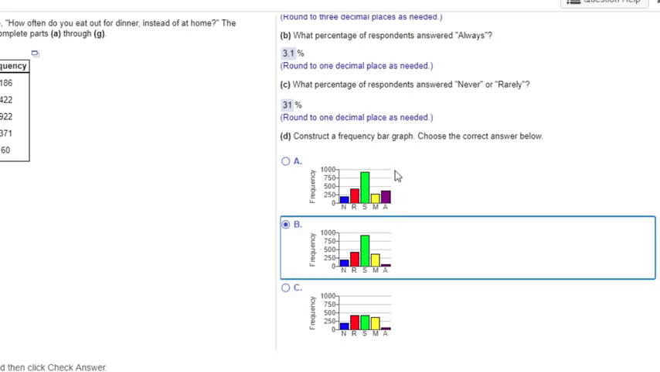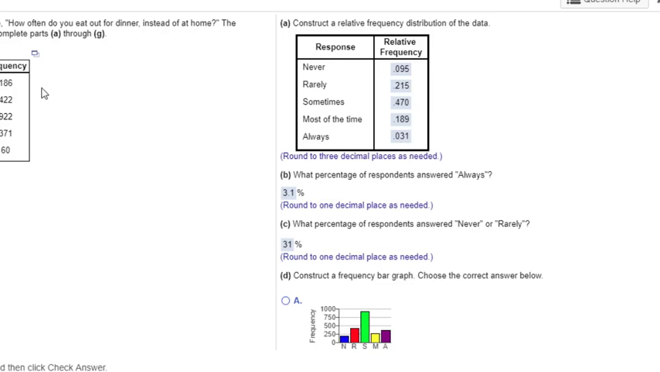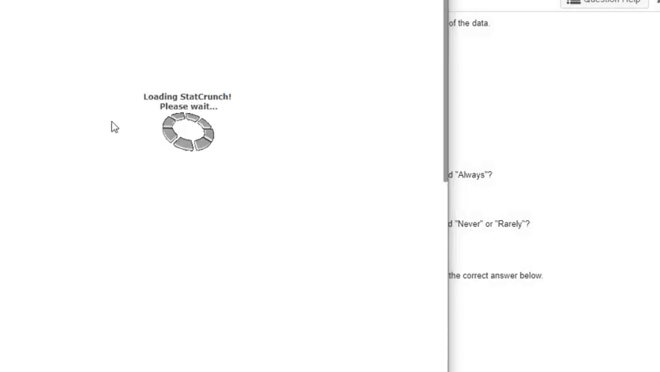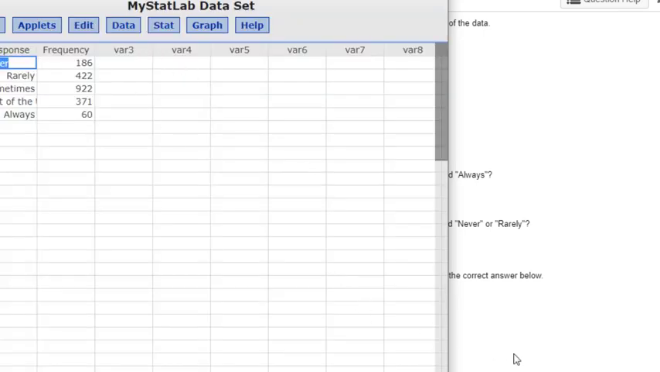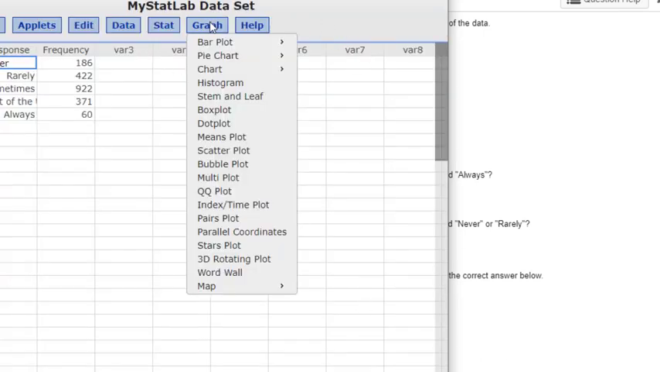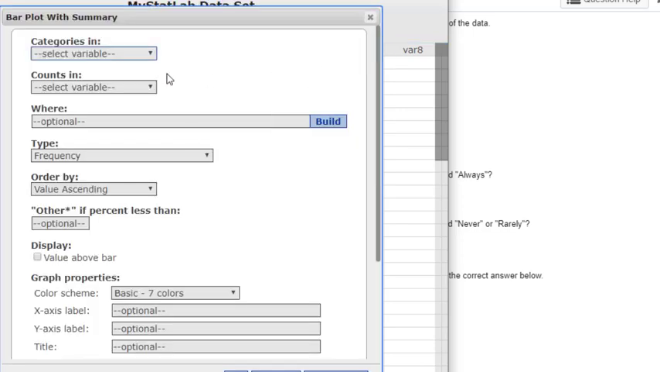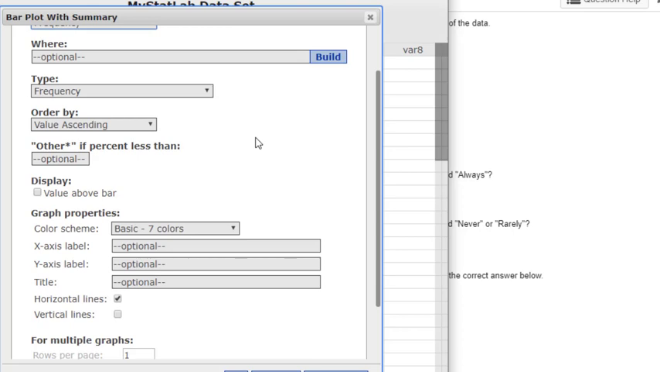But I'm going to show you how to do this in StatCrunch, right? So let's go ahead and open this up in StatCrunch, because StatCrunch is really good at creating visuals. And we're going to do a bar graph. So press graph, bar plot, and this is summary data. So our categories are in response and counts are in the frequency. And we'll just keep the defaults for now.